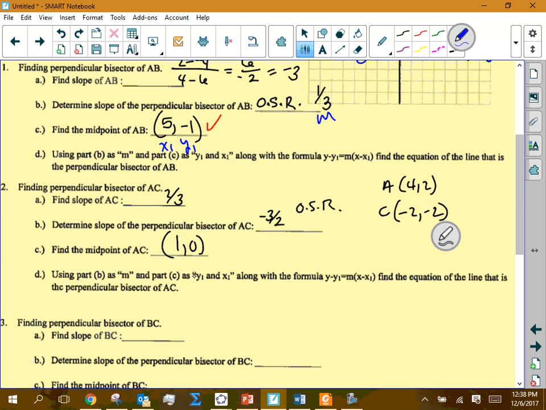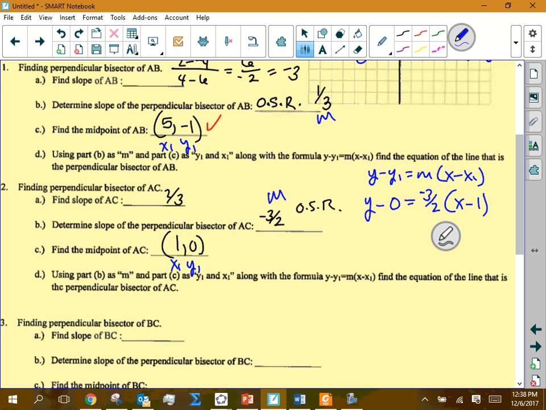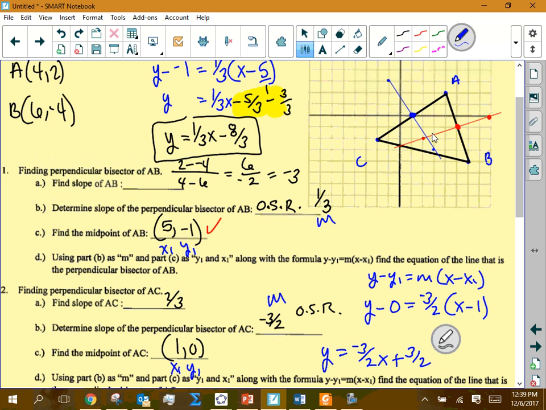Well, we're going to go y minus y1 equals m times x minus x1 again. This is your x1, y1, and this is your m. So we go y minus y1, 0, and then negative 3/2 times x minus 1. Now y minus 0, that's just y, right? Distribute, I get negative 3/2 x, and then plus 3/2. There's my equation of this blue line.